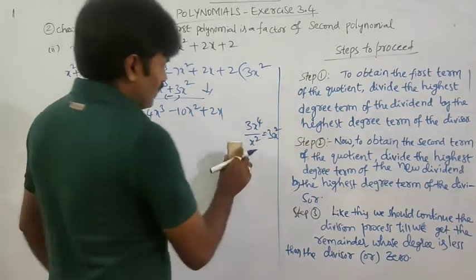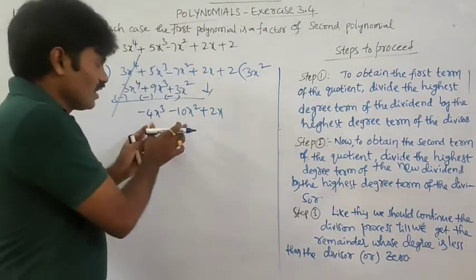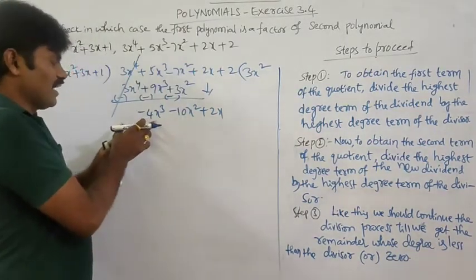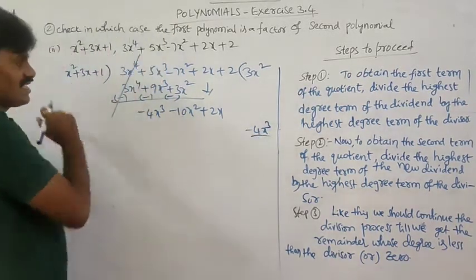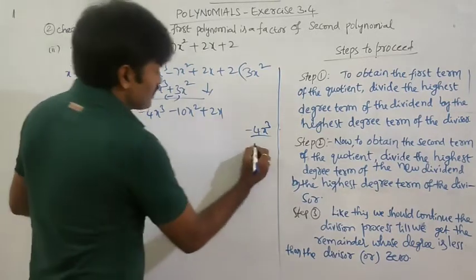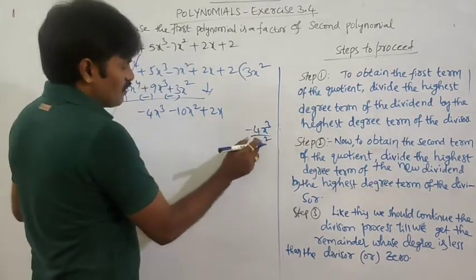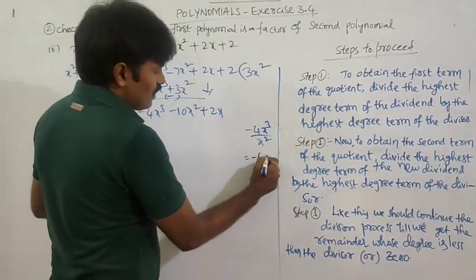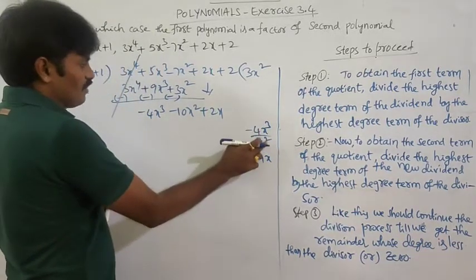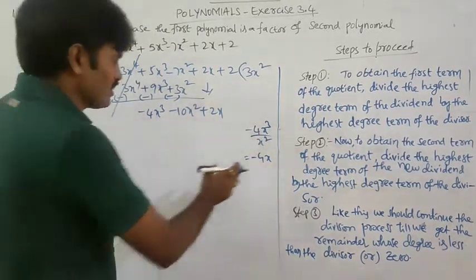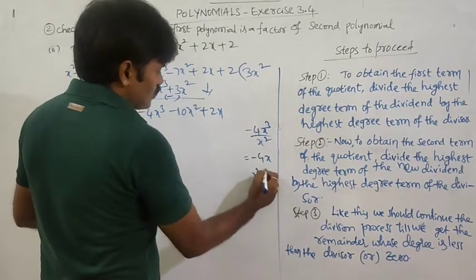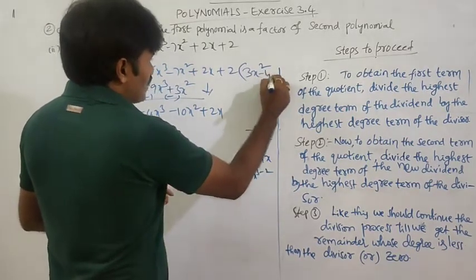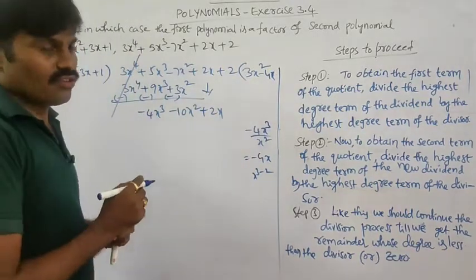For my convenience I am erasing. What is the new dividend? What is the first term of the new dividend? Minus 4x cube, divided by the highest degree term in the divisor, x square. So if we simplify we get minus 4x. x cube by x square gives us x, since a power n by a power n, x power 3 minus 2. So minus 4x is the second term of the quotient.